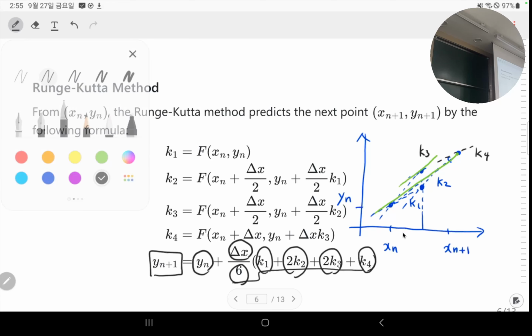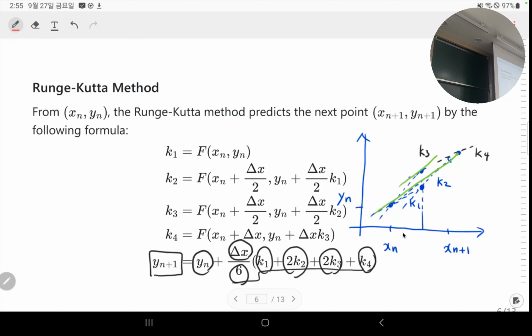So you're coming here, and then the average slope, let's say, would be something like this, or maybe not this one. Let me write this somewhere here. So this is the weighted average of k. And then this is going to be your yn plus 1. So you can see that you're not just taking one slope. You're considering all the different possibilities.